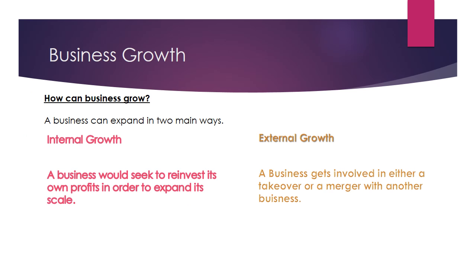So there are two main ways a business can attain growth. They could be internal growth or external growth. So internal growth would be a business seeking to reinvest its own profits in order to expand its scale. So this is organic. Over the years, a business earns profit and then it saves it up, and gradually it buys out a new location. It's very slow, but it's a very calculated and controlled expansion.